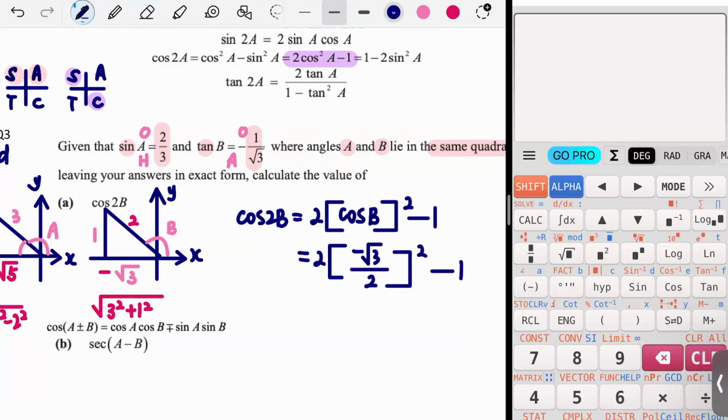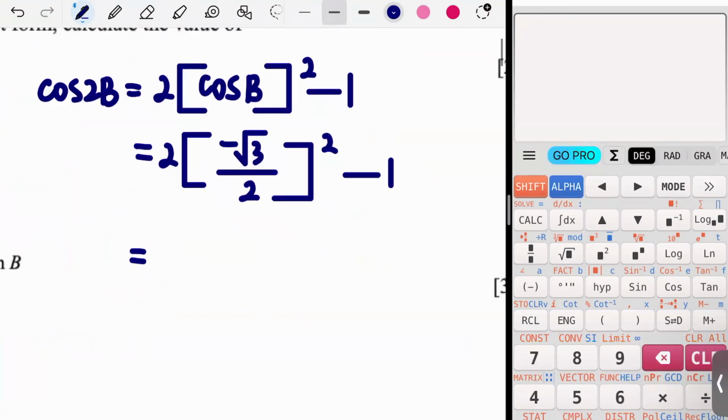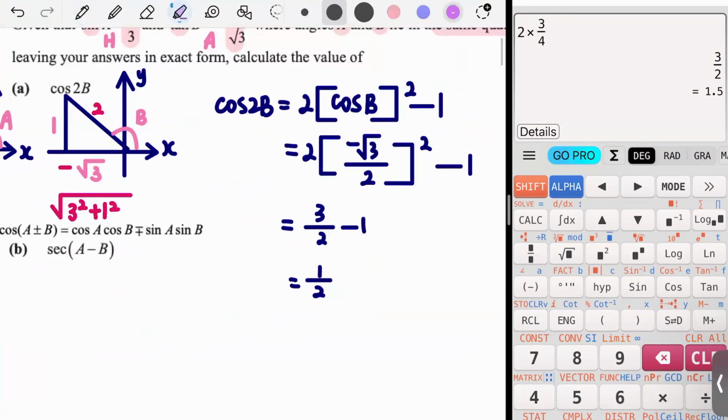So you see, when you put your negative sign nicely in the diagram, then you are just taking whatever you see. You don't have to think, oh, is it positive, oh, is it negative? No need. So square root 3 whole thing square, that will be 3 over 4. So 3 over 4, I'm just going to press my calculator. This one here will give me 3 over 2 minus 1. So the answer is very nice, it's half. If it's ugly, then it will always be in terms of a surd. Okay, so this one we are done.